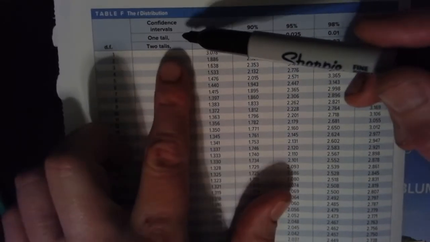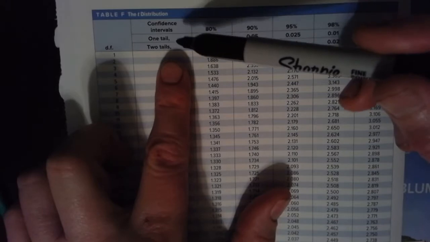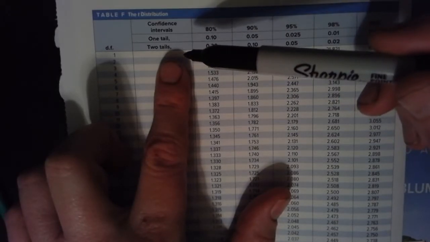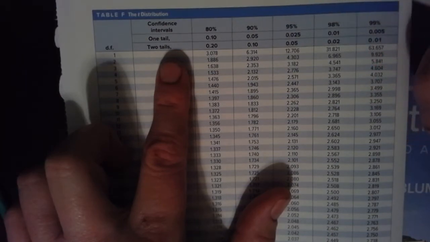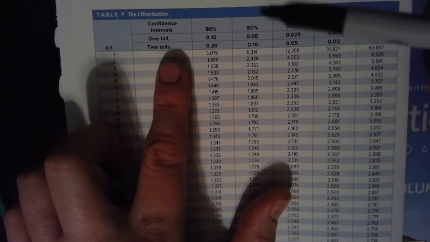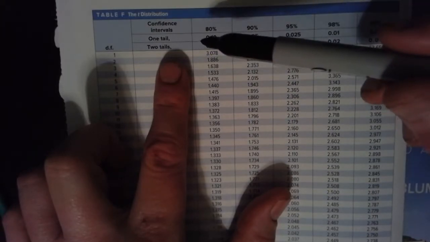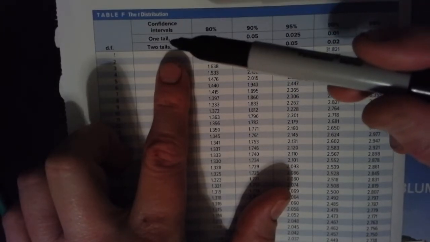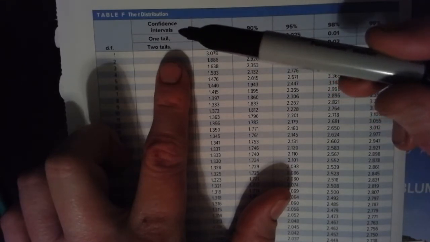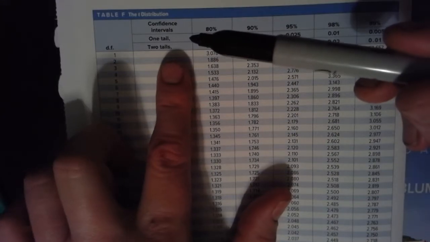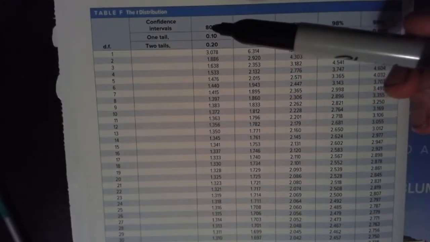For the moment, we're going to ignore this business about one tail and two tails. You'll notice there is a relation between them, but for the moment we're just going to disregard those. We're talking about confidence intervals, so we're going to be looking at confidence intervals. And the way this works is really simple.